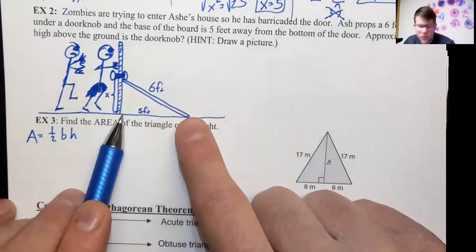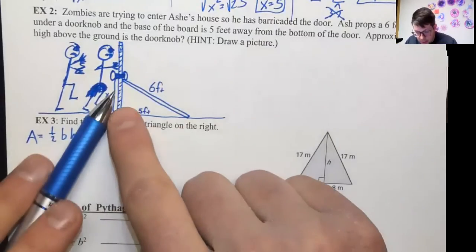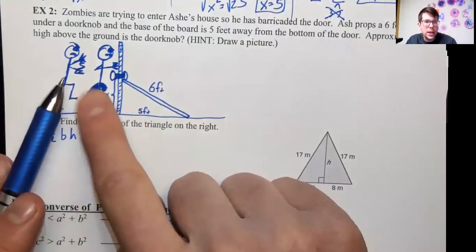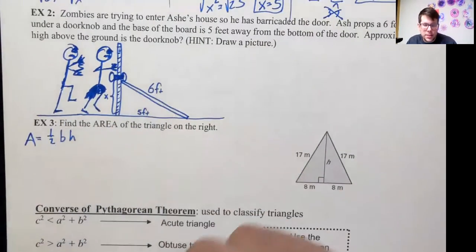So we've got it attached right here. Approximate how high above the ground the doorknob is. So we've got this distance right here that we're looking at. Here's our zombies. Here's our door. Here's our board. And our listed distances are all labeled there.